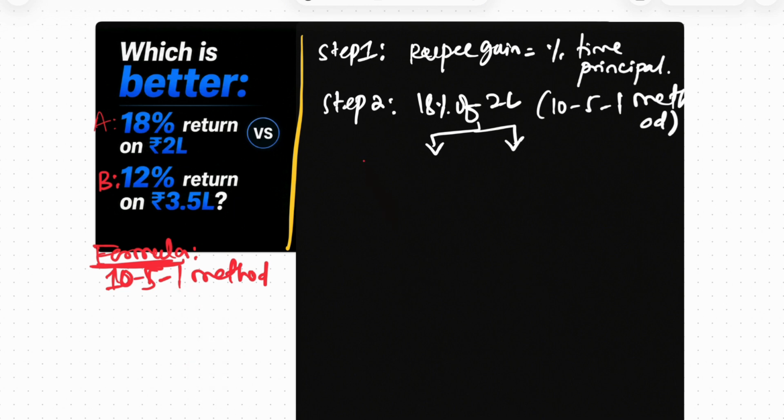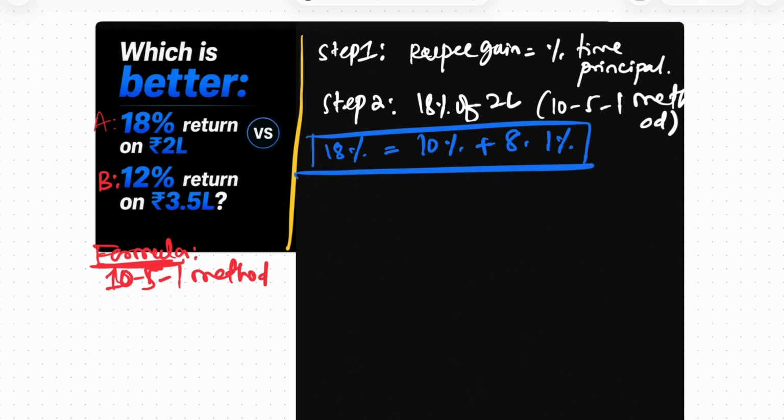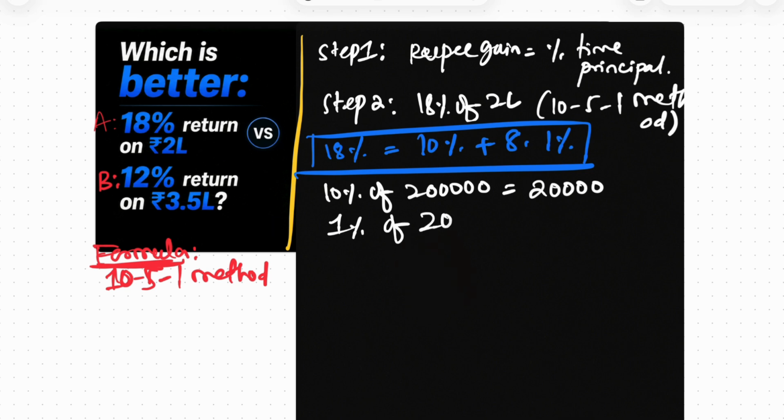So 18% is nothing but 10% plus 8 times 1%. This is the formula we're going to use, because we decomposed 18% into a combination of 10% and 1%. 10% of 2 lakhs: just remove one zero from the right, so it becomes 20,000. And 1% of 2 lakhs: you remove 2 zeros from the right, so it becomes 2,000.